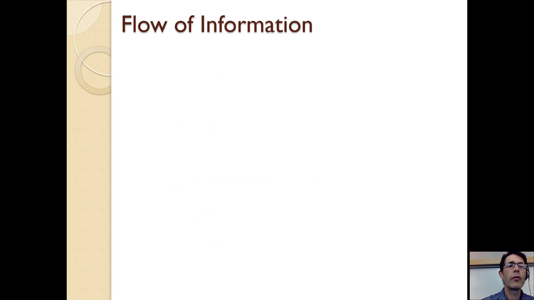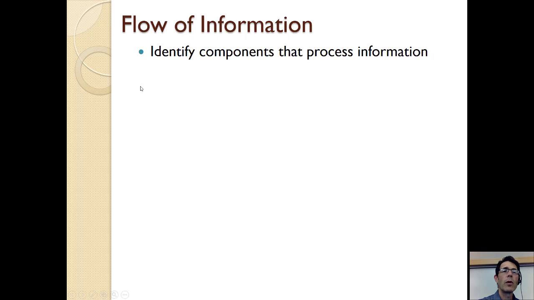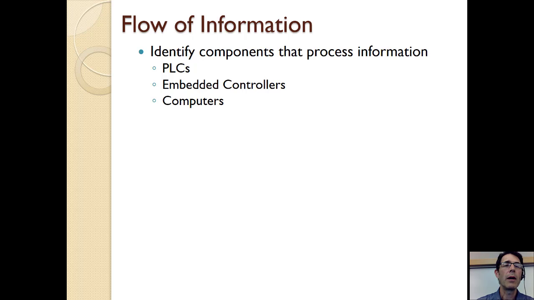So we talk about flow of information. We're going to look at what components are there on the system that process the information. So an example would be a PLC or an embedded controller, a microcontroller. So that's where the information is being processed. That means the information is flowing into it and out of it. Or it could be a computer-based system.